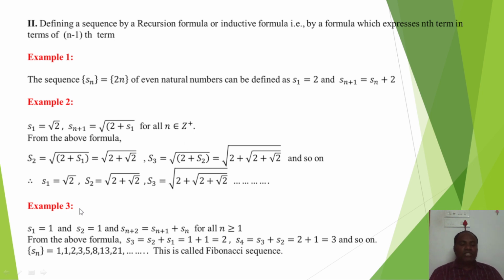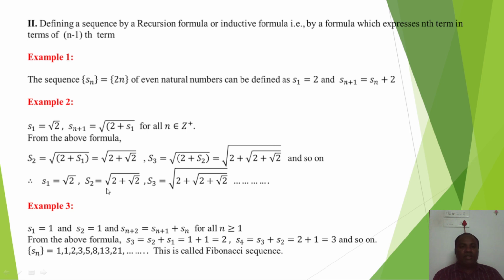In the next one, example 3, S1 is equal to 1 and S2 is equal to 1, and S(n+2) is equal to S(n+1) plus S(n) for all n greater than or equal to 1. From the above formula, S3 is equal to S2 plus S1, that is 1 plus 1 is equal to 2. S4 is equal to S3 plus S2, 2 plus 1, that is equal to 3, and so on. Therefore, the sequence will become 1, 1, 2, 3, 5, 8, 13, 21. These numbers are called the Fibonacci sequence.